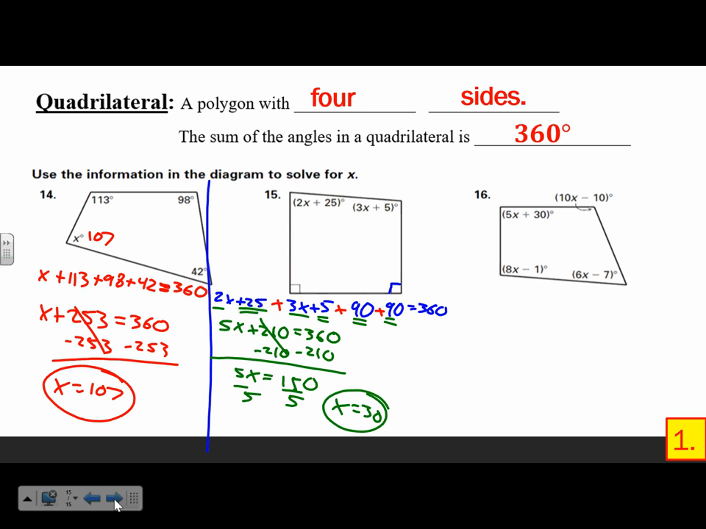Now, if you want to check this one, you still can do that, but you have to plug it in. So plug 30 in for this x, plug 30 in for this x, and then add those all together. Now, to give myself a little extra room, I'm going to erase this little part right here.